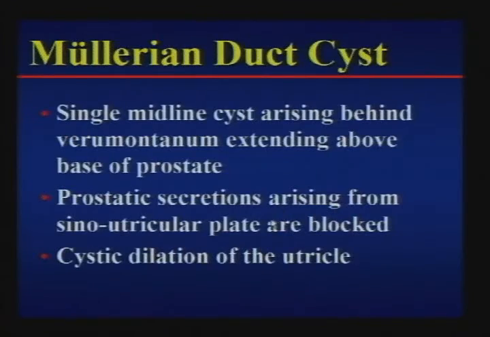It's proton density. It is, in fact, a Müllerian duct cyst. They arise from the verumontanum and they extend above the base of the prostate. They usually present themselves sometime around puberty or early adulthood because prostatic secretions that arise from the sinoutricular plate get blocked and caught up in this cyst.